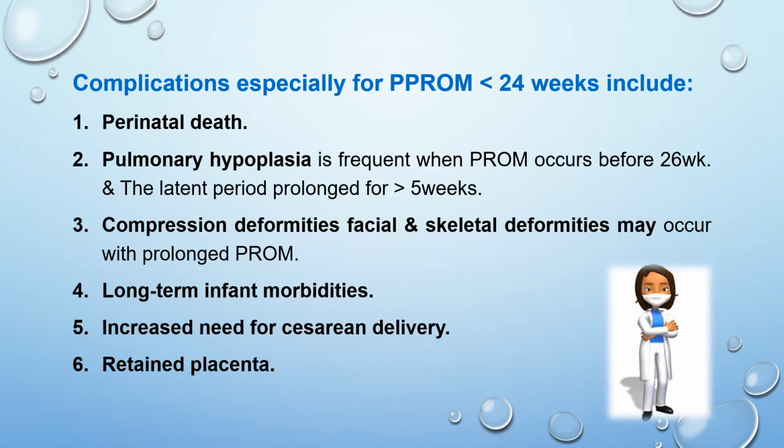There are certain complications, especially for those who are less than 24 weeks, and these include prenatal death, perinatal death. Pulmonary hypoplasia is frequent when premature rupture of membrane occurs before 26 weeks and the latent period is prolonged for more than 5 weeks. Compression deformities, facial and skeletal deformities may occur with prolonged rupture of membrane. Long-term infant morbidity, an increasing need for cesarean delivery, and retained placenta have been reported.